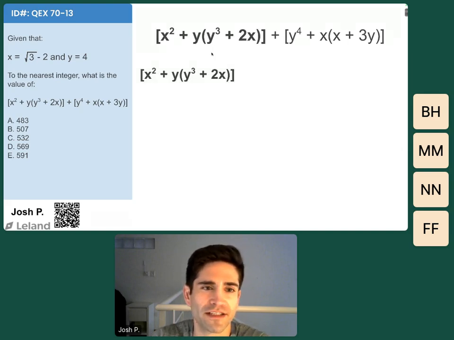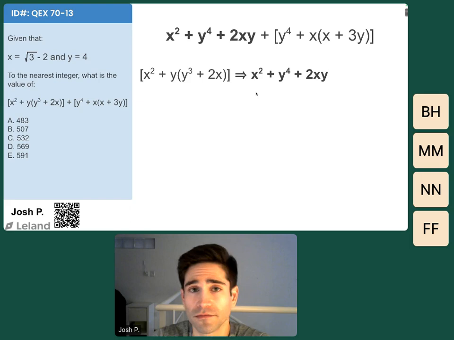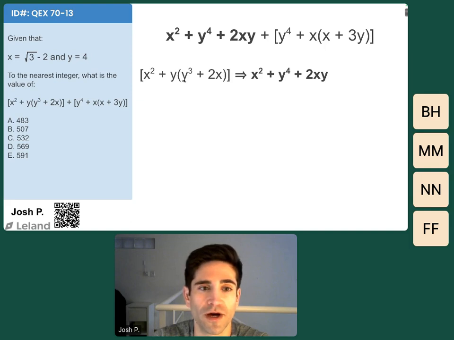Let's focus on the left-hand side. We have x squared plus y times y cubed plus 2x, which is equivalent to x squared plus y to the fourth plus 2xy. All we did was distribute the y to both terms in the parentheses. Great, this looks a bit more manageable.